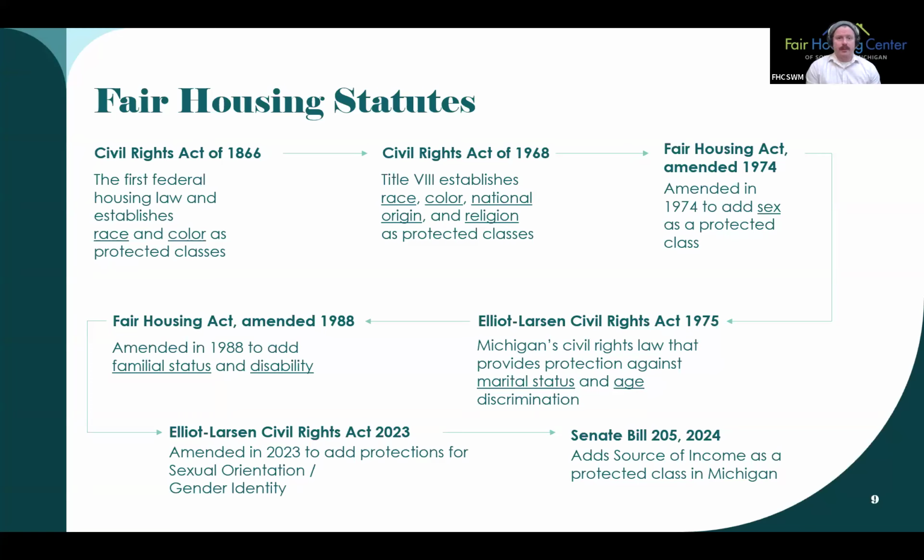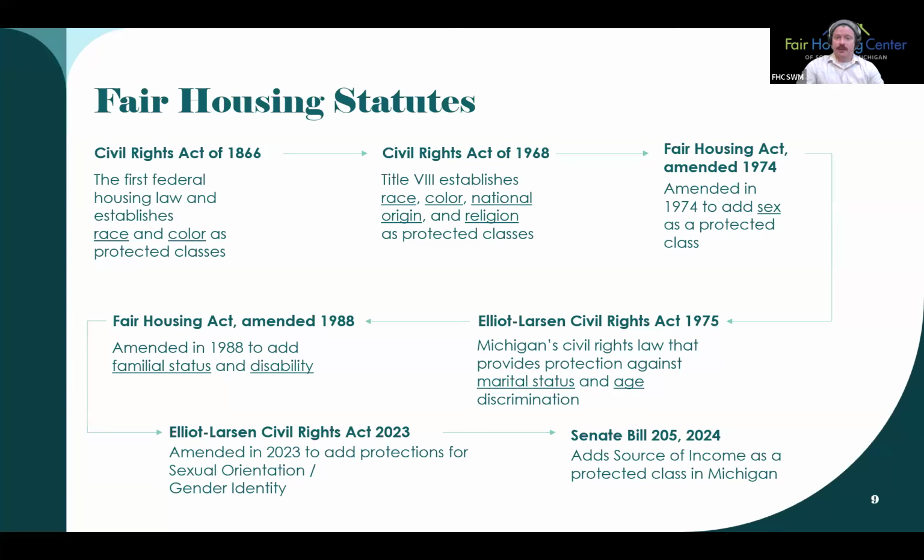Following pressure from organizations such as the NAACP and the GI Forum, as well as the intense pressure generated by the assassination of Martin Luther King Jr. and the subsequent riots in more than 100 US cities, President Lyndon Baines Johnson was able to accomplish the passage of the Civil Rights Act of 1968. Title 8 of the Civil Rights Act of 1968 is what we now affectionately refer to as the Fair Housing Act. And that act established race, color, national origin, and religion as protected classes in housing transactions.